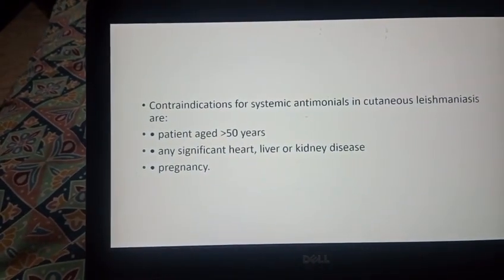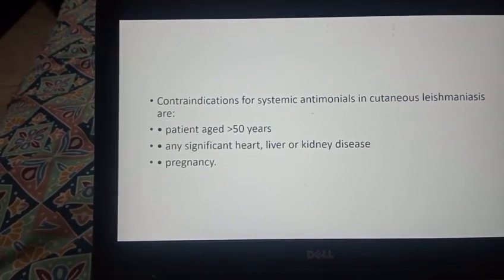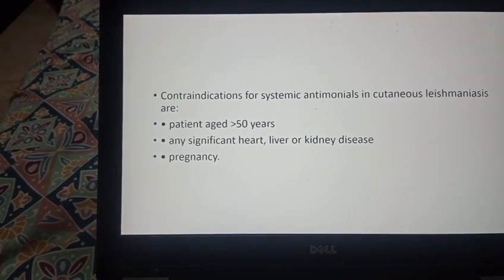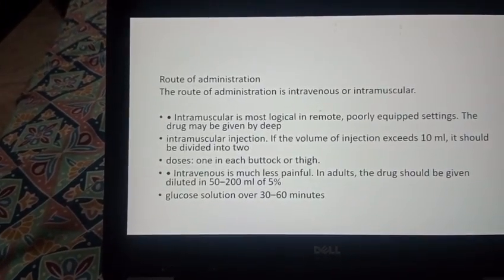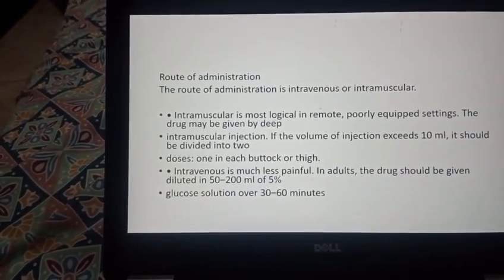The contraindications for systemic antimonials are: patient's age greater than 50, any significant heart, liver, or kidney disease, and pregnancy. These are the routes of administration.